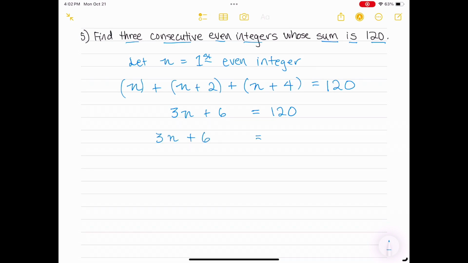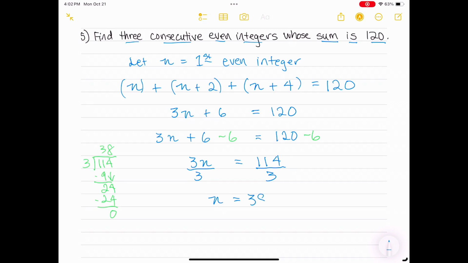Now we solve the equation by bringing the numbers to the right-hand side of the equation, subtracting 6 from both the left and right-hand sides, which gives us 3n equals 114. Now we isolate n by dividing both sides of the equation by 3. So on the left-hand side, we have n by itself, and on the right-hand side, we have 114 over 3, or 114 divided by 3, which I do the calculation on the side to get 38. So n equals 38. That's our first even integer.